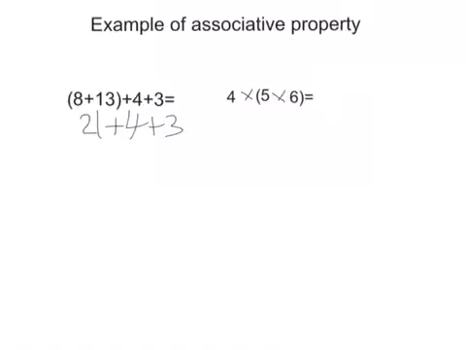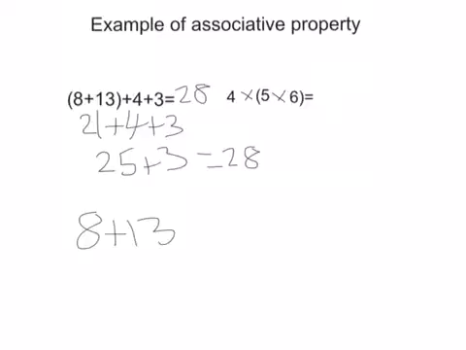Now we have to go from left to right. So 21 plus 4 equals 25. And now we have to add 25 plus 3, so that's 28. So that would have been the same as just doing 8 plus 13 plus 4 plus 3, because 8 plus 13 equals 21, plus 4 equals 25, plus 3 equals 28. So it would have been the same.